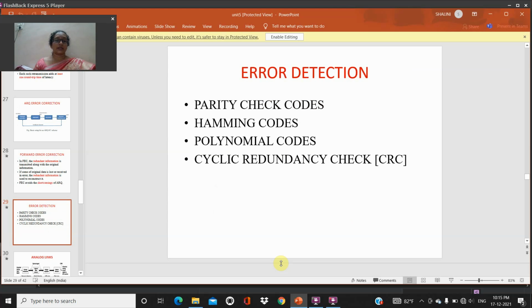And next, error detection. So what are the error detection techniques used here? They are parity check codes, Hamming codes, polynomial codes, and cyclic redundancy check.